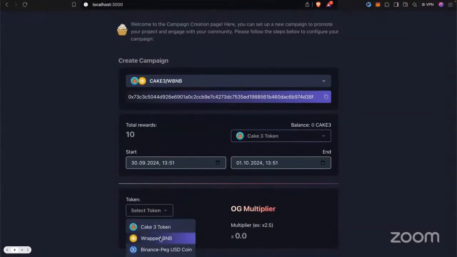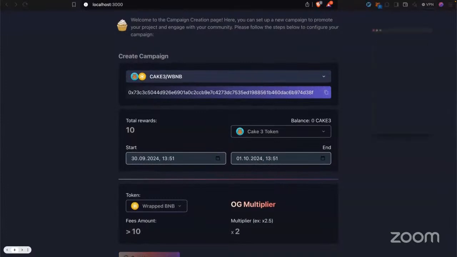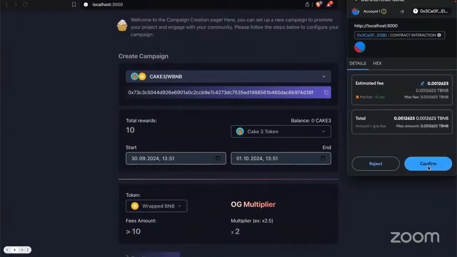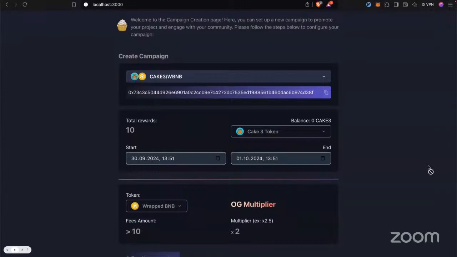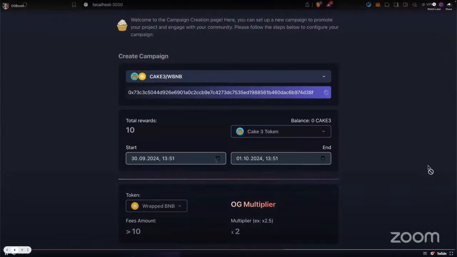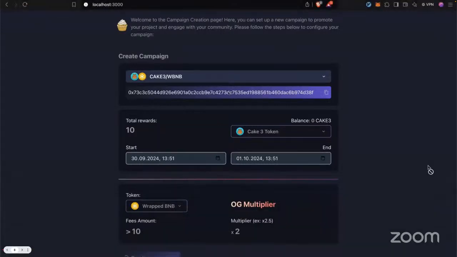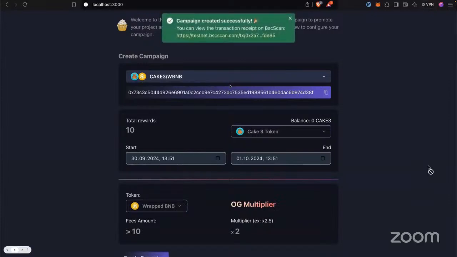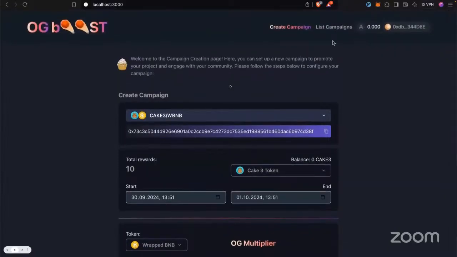Now, for the multiplier part, we want to attract LPs that have earned RepBNB fees in amounts greater than 10 for the past 30 days. And for that, we assign them OG status, and they will get a 2x multiplier in Cake3 rewards. Okay, so the configuration is done. We've sent the transaction. So just to recap, 10 Cake3 tokens are configured to be distributed during 24 hours to LPs that add liquidity to the Cake3 RepBNB pair, based on the proportion of fees that they earn in those 24 hours. On top of that, OG LPs will receive twice as much.